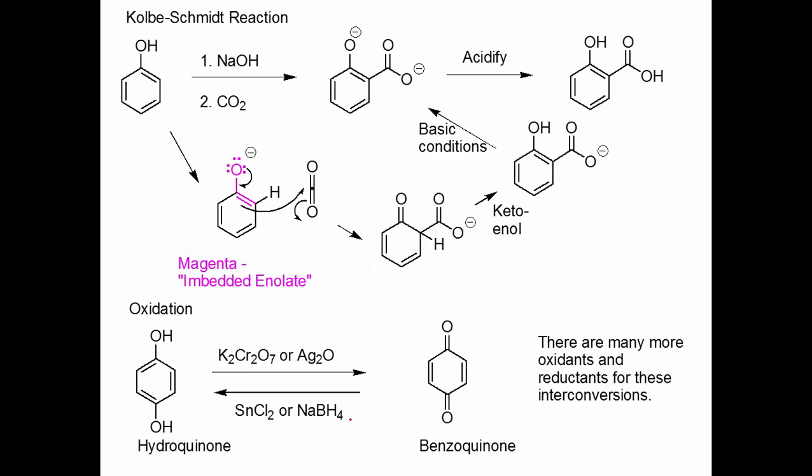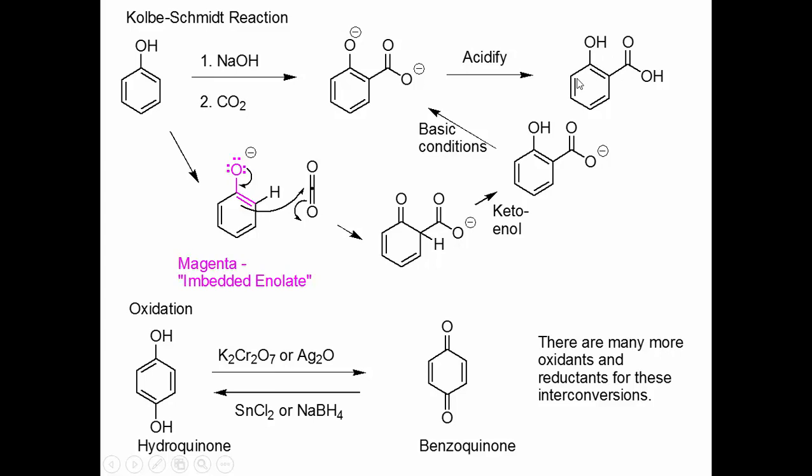Another reaction that's like electrophilic aromatic substitution is called the Kolbe-Schmitt reaction, except it's done under basic conditions. So here we're going to take sodium hydroxide and then CO2 at high pressure, and we're going to put the carboxylate group into the ortho position, and if you acidify this, you get the ortho-hydroxybenzoic acid derivative.